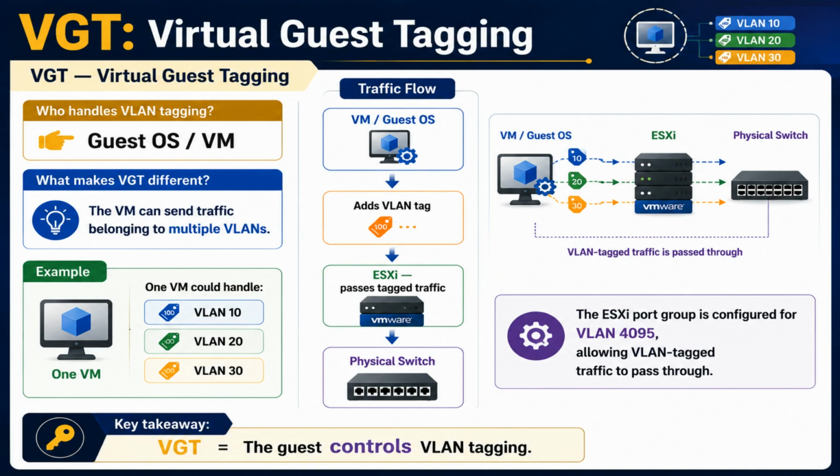On a standard vSphere switch, VLAN ID 4095 is associated with this trunking or VGT behavior. The important thing to remember is, ESXi is no longer deciding which VLAN each frame belongs to. The guest is doing that. So VGT effectively gives the VM a VLAN trunk-like connection.